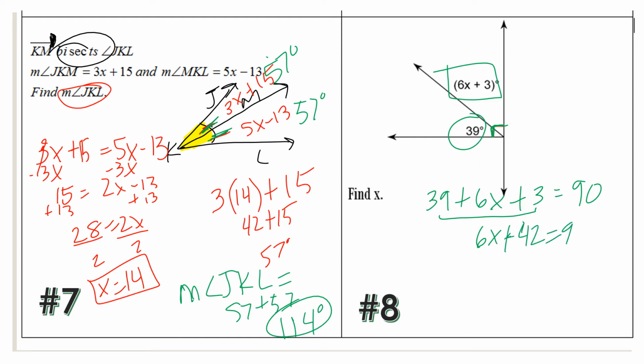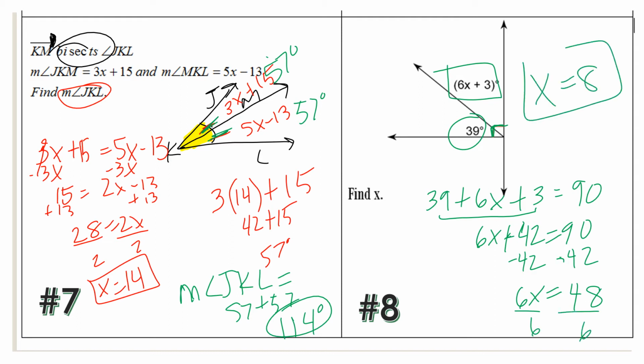42 equals 90. I want to subtract 42 from both sides. 6x equals 48. Then we need to divide by 6. So x actually equals 8. Make sure you are not doing more work than you need to be doing.